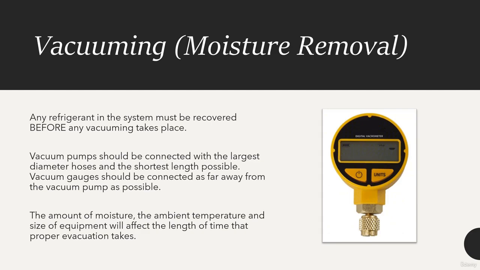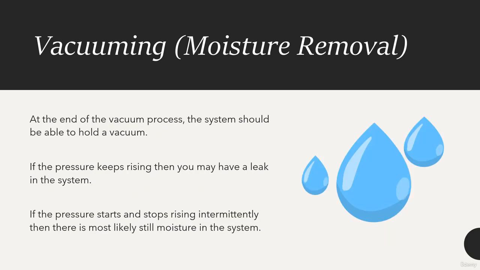The amount of moisture, the ambient temperature, and the size of the equipment will affect the length of time that proper evacuation takes. However long it takes, it's a very important step, and it needs to be done properly. Once a system's pulled down to 500 microns, the system should be able to hold that vacuum. If the pressure keeps rising, then you may have a leak in the system. If the pressure starts and stops rising intermittently, there's most likely still moisture in the system and it needs to be vacuumed additionally.